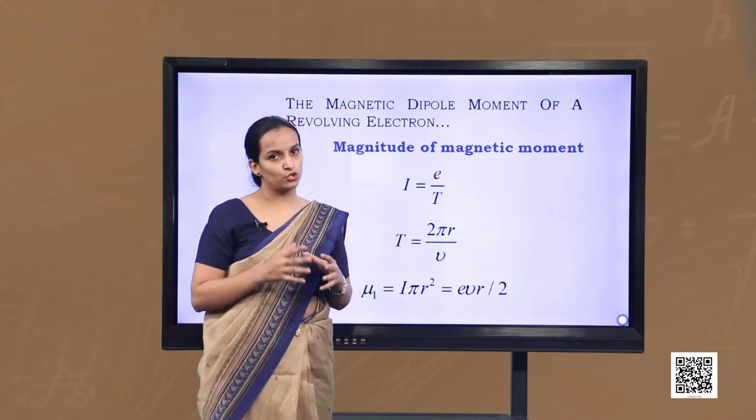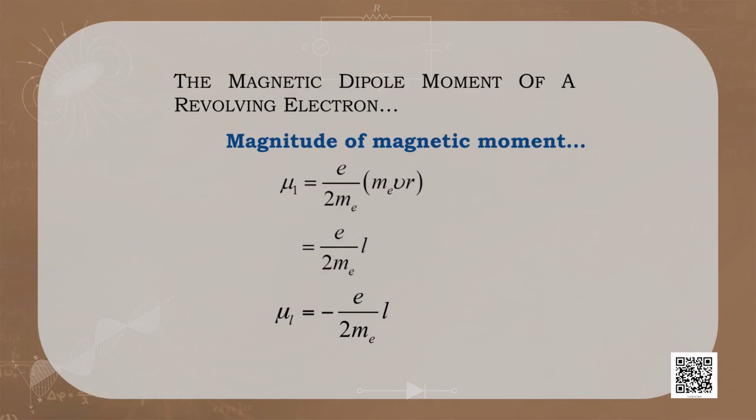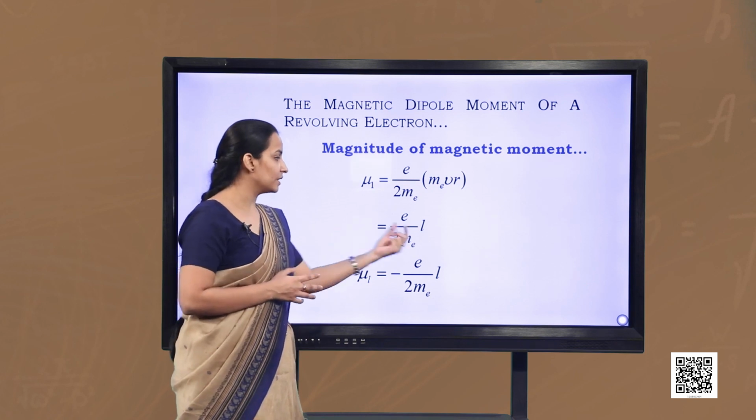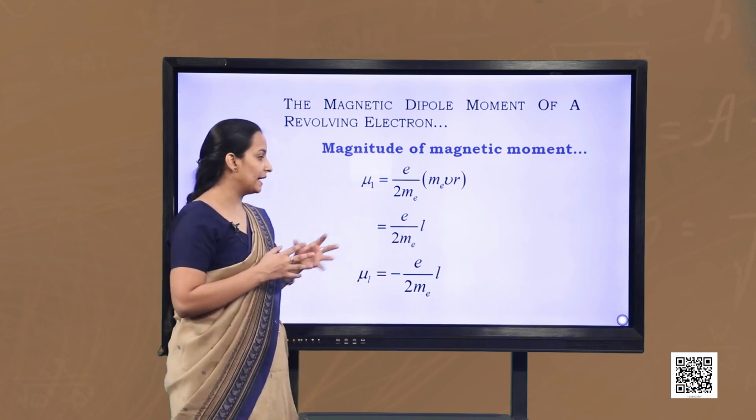evr divided by 2. On multiplying the right hand side of the equation and dividing it by me, we will have mvr in the numerator, which is nothing but the orbital angular momentum, that is L.